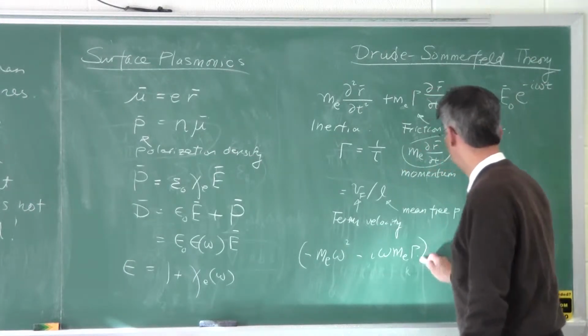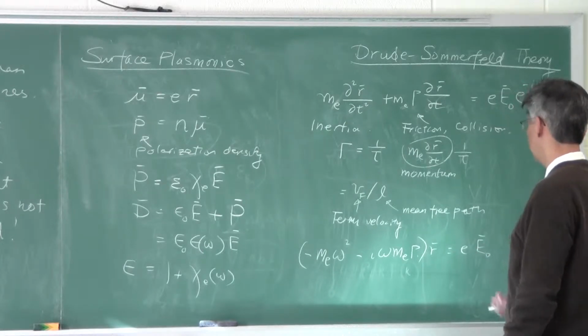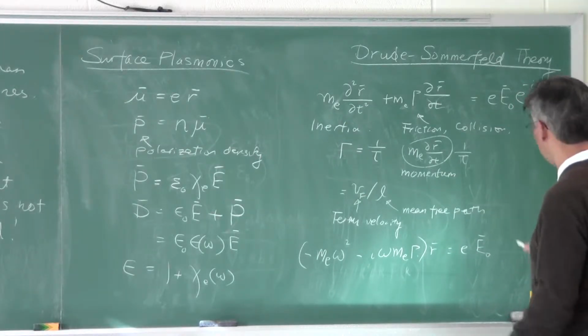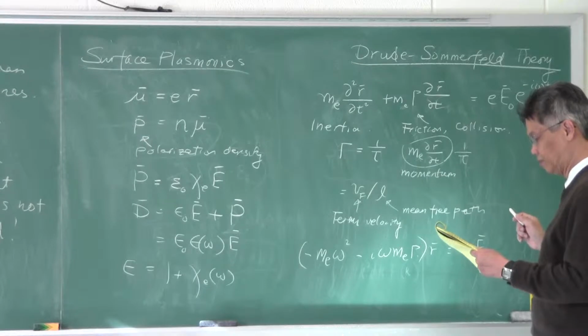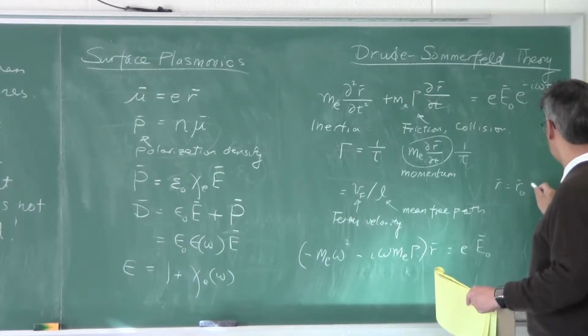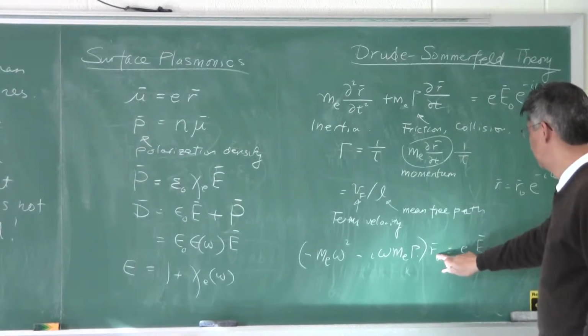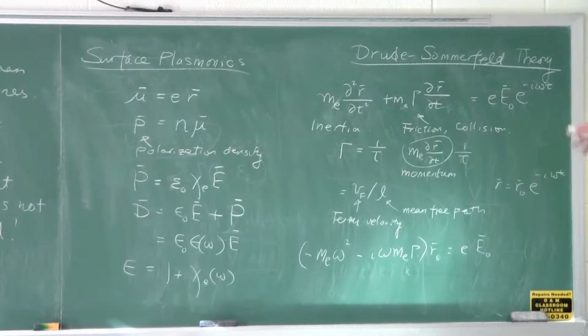Times R would be equal to E naught. If you assume R to be something, you have to assume that R is equal to R naught e to the minus i omega t, and then you call this R naught. R naught will be given. If you substitute R to be that, a time harmonic solution, then you find R naught.